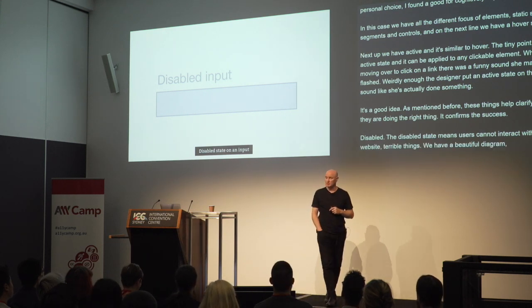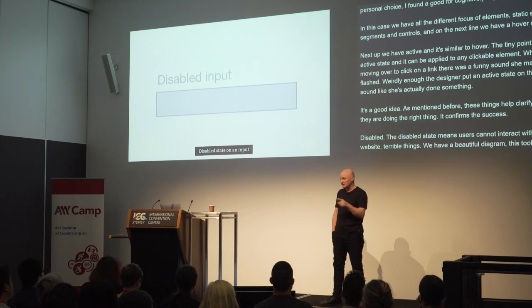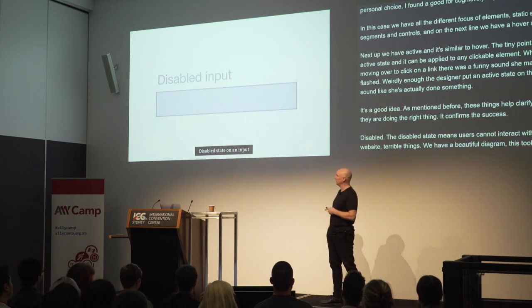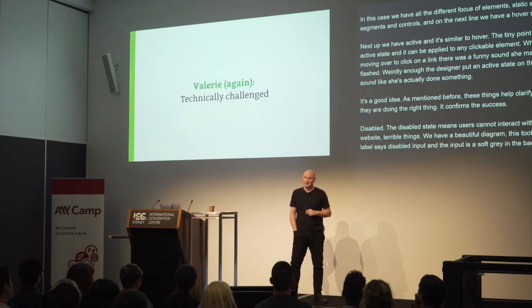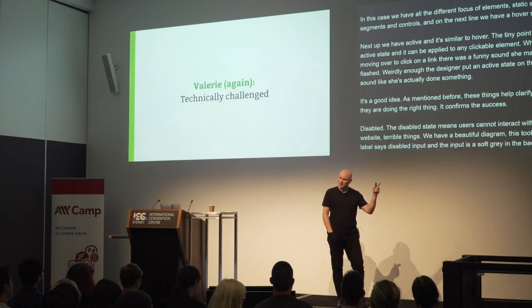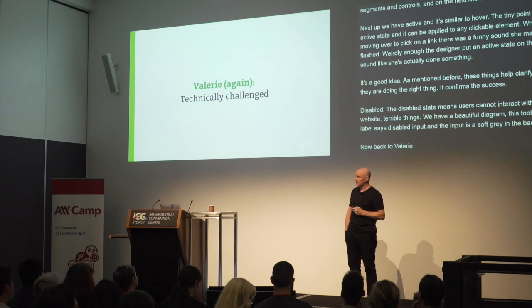And the label says disabled input, and it's a soft grey. And the input is a soft grey, and the background is even softer grey. We've got inception of grey going on here. So we're back to Valerie. I don't know if you remember from earlier. She's 85, the technically challenged lady.